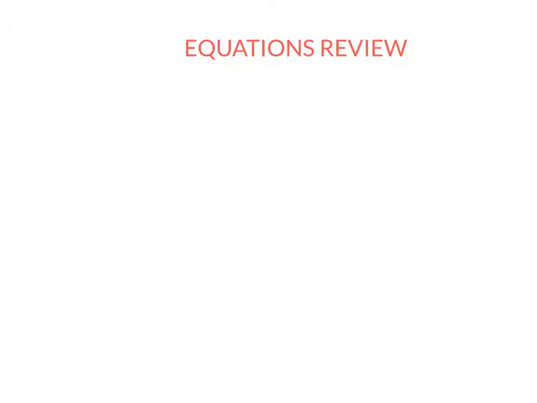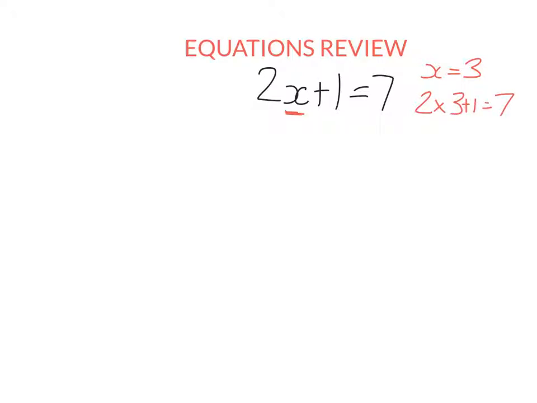So by now you probably know what an equation is. We just have an expression with an equal sign. And what we want to do is find a number that we can substitute for the pronumeral, i.e. the letter, to make the statement true. So of course here the answer is x equals 3, because if I substitute x for 3, I get 2 times 3 plus 1 equals 7, which is a true statement. And if I were to substitute x as any other number, I would get a false statement.